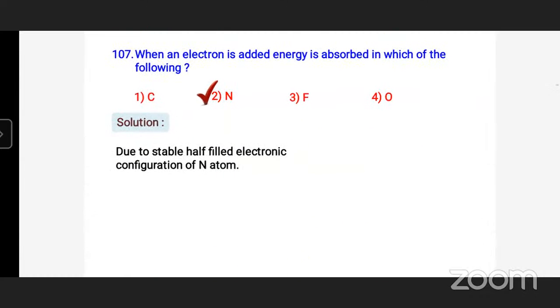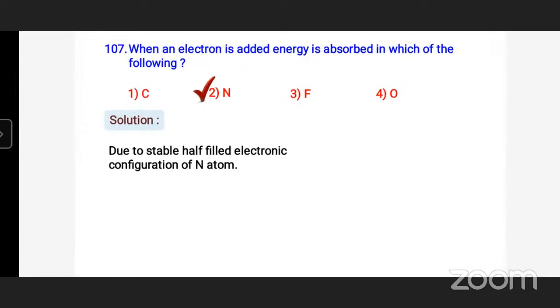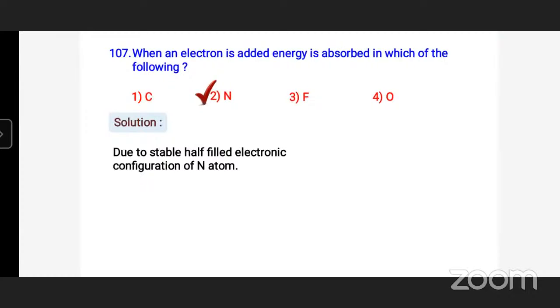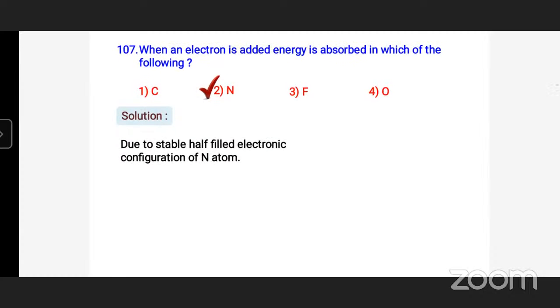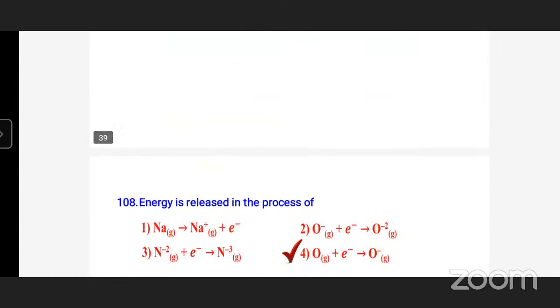Next, when an electron is added, energy is absorbed in which of the following? Number one, carbon, nitrogen, fluorine, oxygen. Here nitrogen, due to the stable half-filled electronic configuration of nitrogen atom, when an electron is added, energy is absorbed because of the half-filled electronic configuration of nitrogen. Okay.